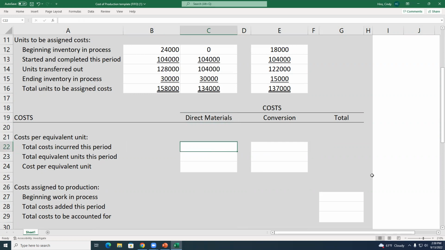If we look at the given information, the second line says direct materials. We added $234,500 worth of direct materials this month. Everyone see where that's coming from in the exercise? Okay. And then the next column is for conversion costs. And we know that conversion costs are the combination of direct labor, which is the next line down, $150,000, and the factory overhead, which was applied, the next line down, $375,000.